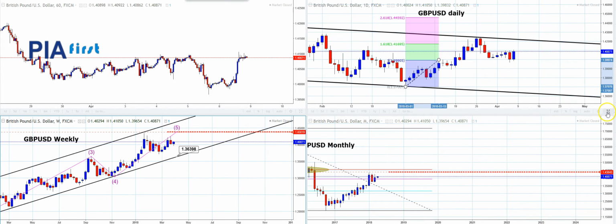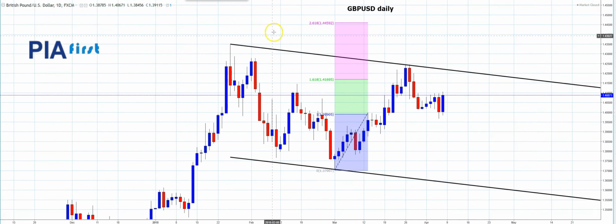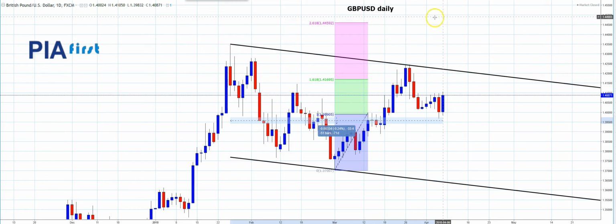Breaking down to the daily time frame, and here we can see that we've had a very prolonged period of mixed and volatile trading, and in fact we've had 51 days of mixed results in sterling dollar. Now we've got a 261.8% extension level of this last rally located at 144.59, so there is scope for a break of this channel formation, but we look for gains to be limited and looking to sell into rallies in cable this week.